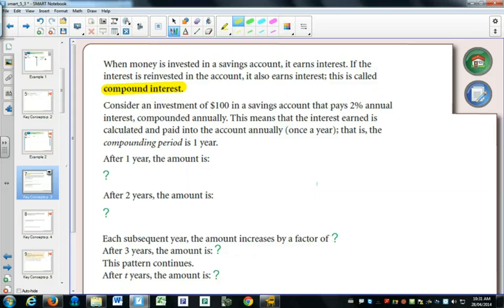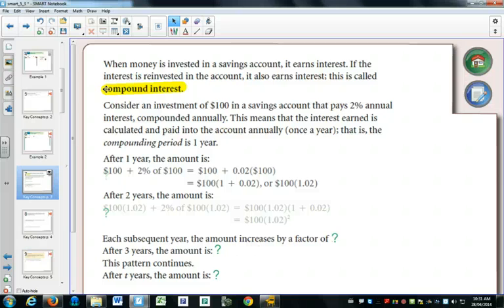And here's the idea of how compound interest works. So we'll just go through this example. You have $100, and it pays 2% interest compounded annually. So that's not very much, and it's not very often. Compounded annually means that at the end of the year is when they're going to figure out how much interest they're going to give you.